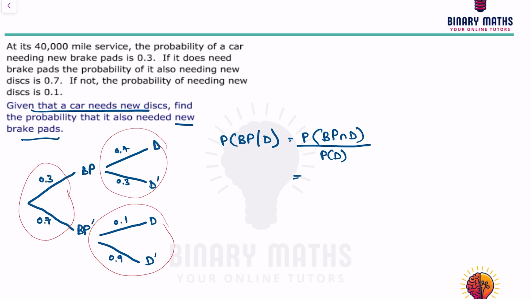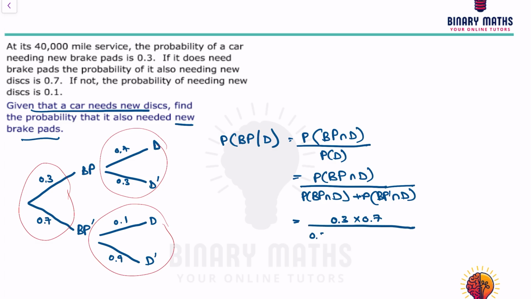which is the same thing as probability of brake pad intersect disc. And the way that you can get probability of disc is probability of brake pad and then disc, plus probability of not a brake pad intersect disc. So there's two different options for probability of disc. Working it out, brake pad and new disc is 0.3 times 0.7, all over brake pad and disc is 0.3 times 0.7, plus not brake pad is 0.7 times disc, which is 0.1. When we put this into our calculator, we end up getting 0.75.